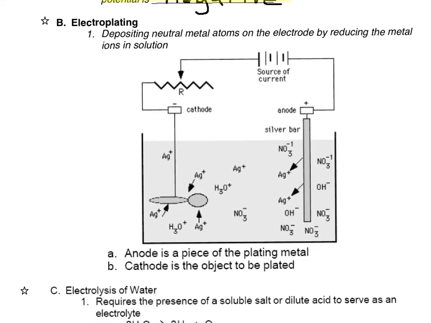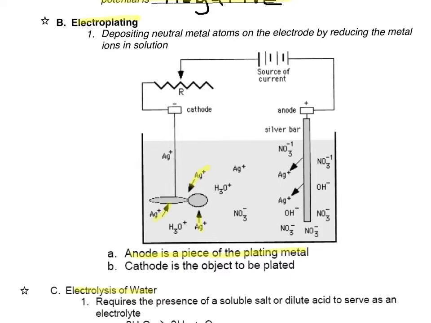That's the name electrolysis. So we're going to look at two examples of electrolysis. We're going to look at electroplating. We're going to look at electrolysis of water. With electroplating, you force a current through this reaction and the ions start to move towards your cathode. Your cations move towards your cathode, and they start to plate on top of the cathode.